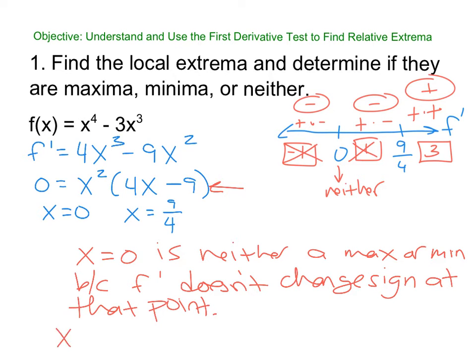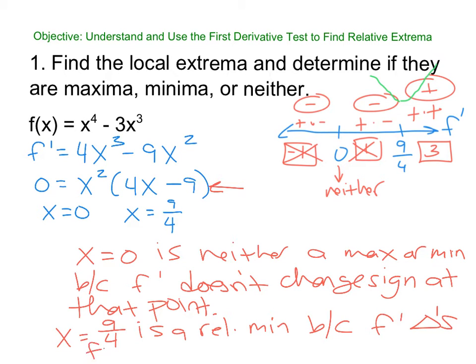And then x equals 9/4, so what is that one? So it's going from a negative, so a decreasing function, to an increasing function, so that's a minimum, a relative min, because f prime changes from negative to positive.